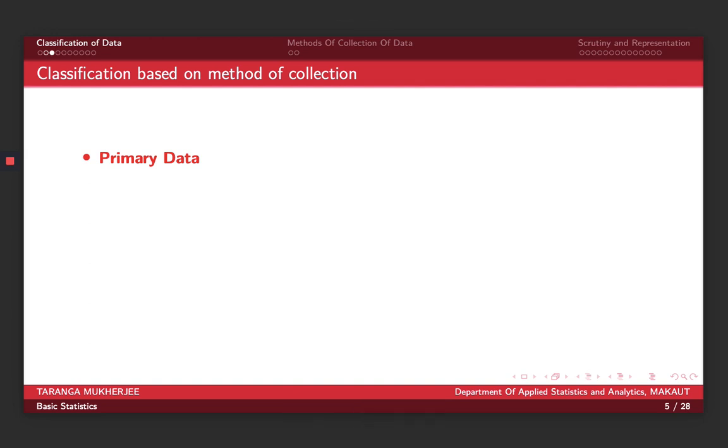Based on collection of data, we have two types, namely the primary data and the secondary data. What is meant by primary data? This kind of data is collected directly from the field of study. For example, suppose a road accident happened and directly from the field of inquiry, someone is reporting that two people have died of this accident. This data is completely a primary data. So the news channels essentially give us primary data when they report directly from the field of inquiry.